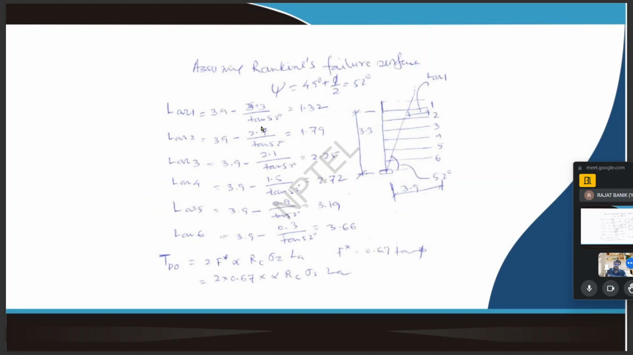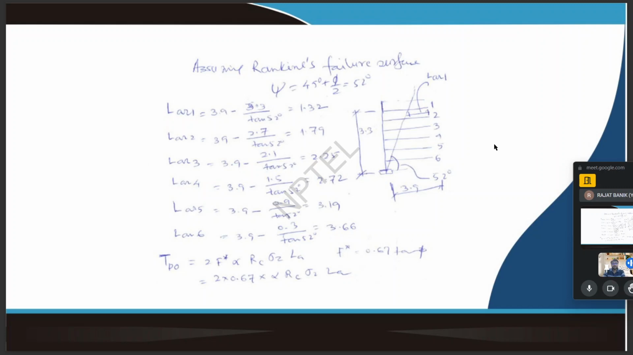Then we find out the length of the reinforcement material. First, for this we need to consider the failure surface. For our design consideration, the failure surface should be at an angle of psi, and to find this, psi is equal to 45 degrees plus phi by 2. After putting all these values, you will find the failure surface angle is 52 degrees.